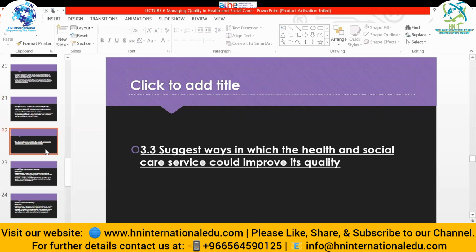Then we have: suggest ways in which the health and social care services could improve its quality. This is a question similar to recommendations. Suggestions and recommendations are just like giving your opinion. What is better? How can we improve ourselves?